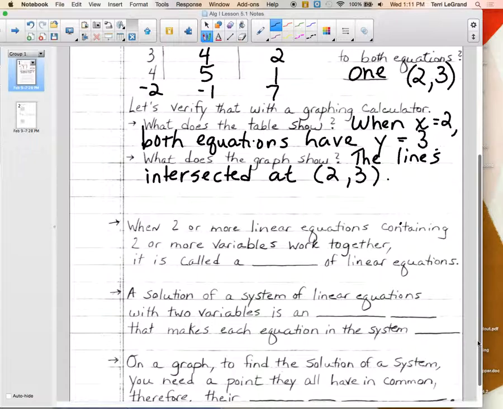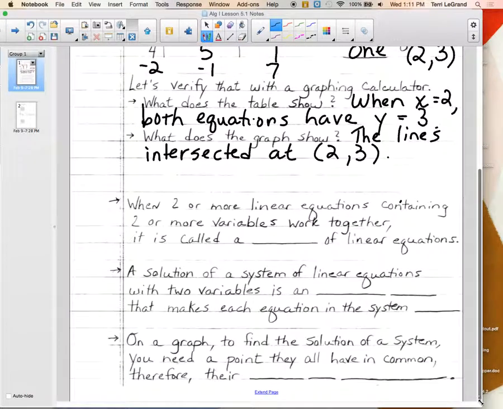So here's what's important for us to, first of all, get a grasp on that we're going to be working with in this chapter. Systems of equations, what are they? So what's a system of equations? I didn't make you read ahead. So when 2 or more, you can have more than 2 equations. We're only going to work with 2 at a time most of the time here. When 2 or more linear equations containing 2 or more variables, we're only going to work with 2, it is called a system of linear equations.